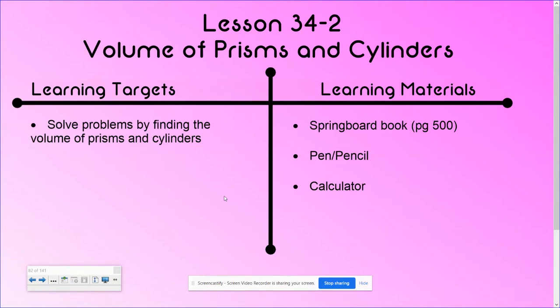Lesson 34-2 is going to talk about the volume of prisms and cylinders. So that's what we're going to be working on today in our Springboard book, starting on page 500.